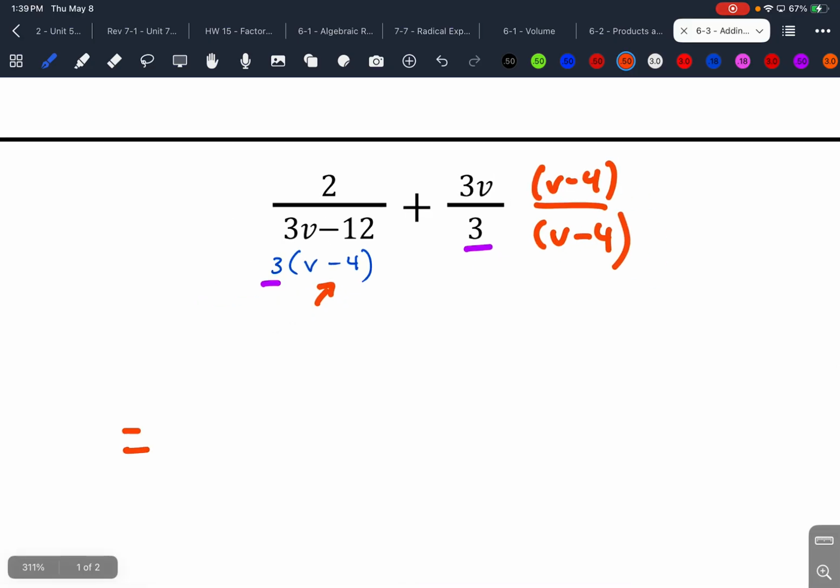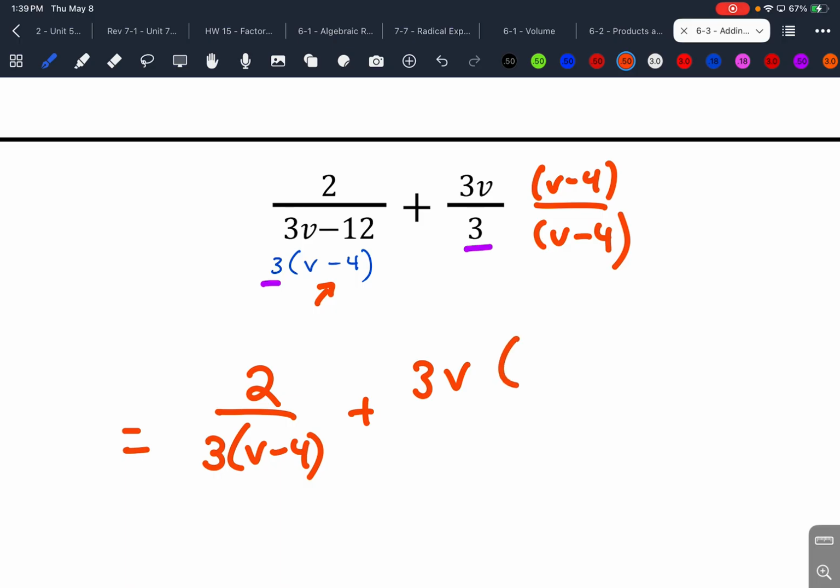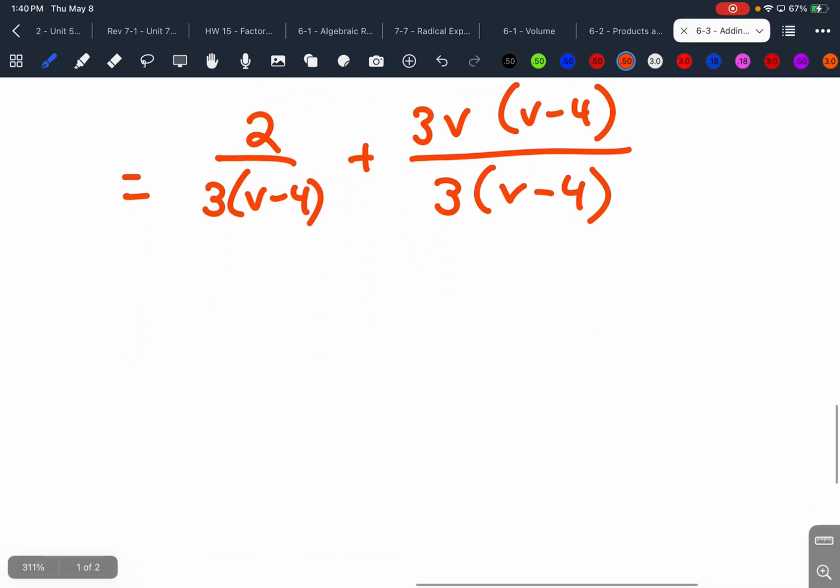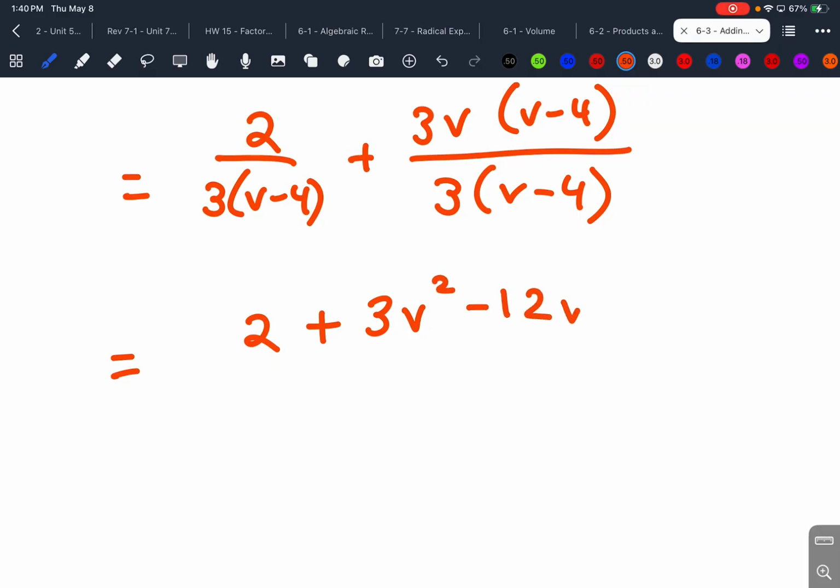And we get 2 over 3 times v minus 4 plus 3v times v minus 4 over 3 times v minus 4. We have a common denominator, so we can put this together. We get 2 plus, I'm going to go ahead and distribute it in the same step, 3v squared minus 12v over 3 times v minus 4.